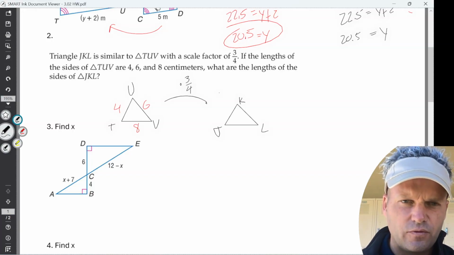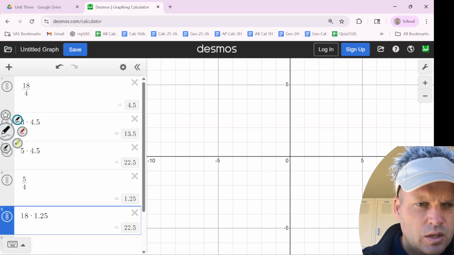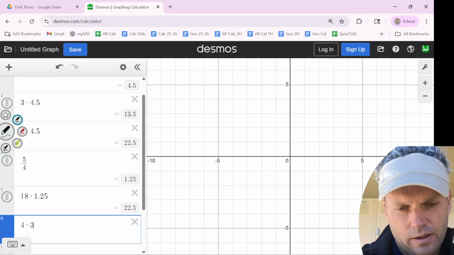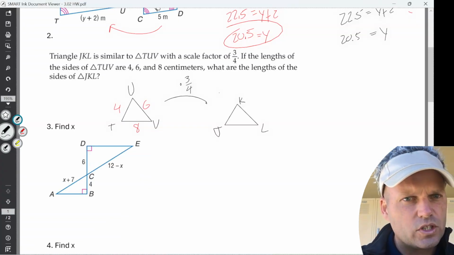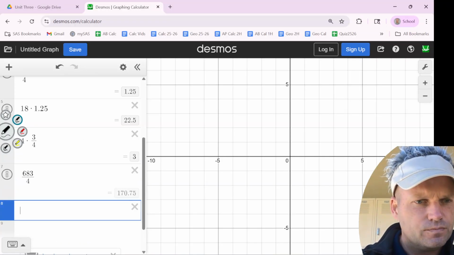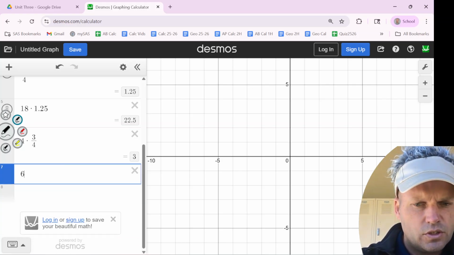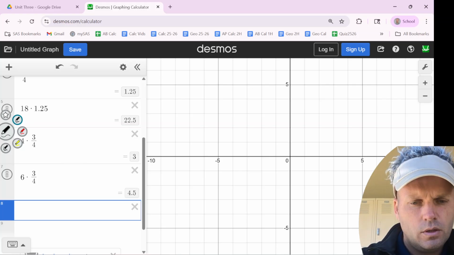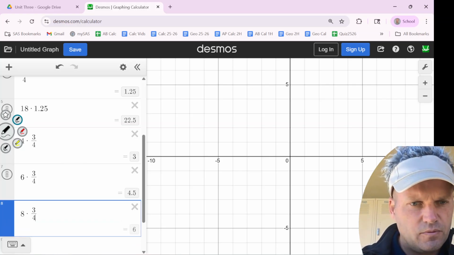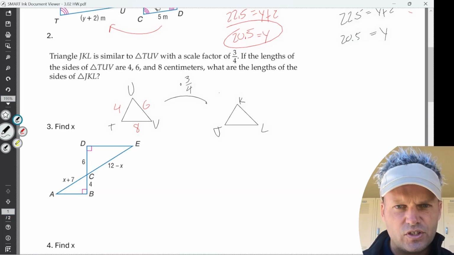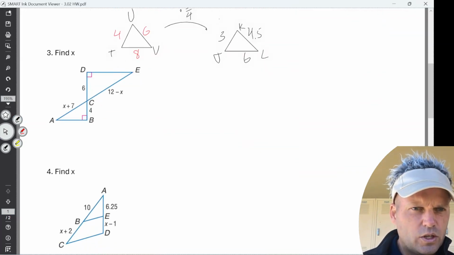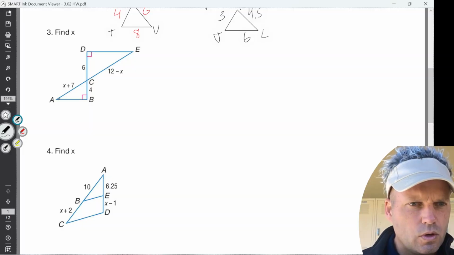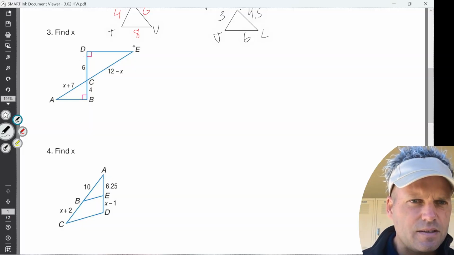Usually we don't give you the scale factor, you determine it yourself. But all we're going to do is either, depending on which one is the right one, take the numbers 4, 6, and 8 and multiply by 3/4. 6 times 3 divided by 4, 8 times 3 divided by 4. So I got 3, 4.5, and 6.